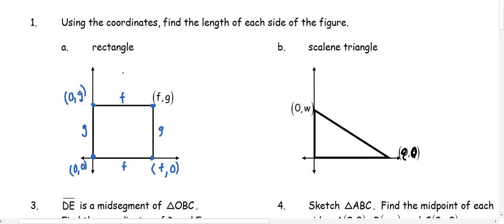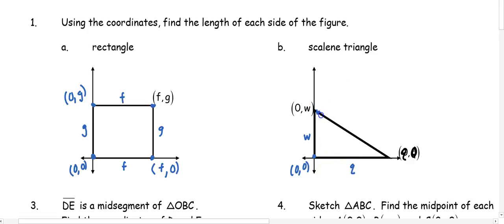In B, we have a scalene triangle. And remember, again, we're starting at the origin 0, 0. So my vertical side went from 0, 0 to 0, w, which means it has a length of w. And then I went from 0 to q, which means I have a length of q.